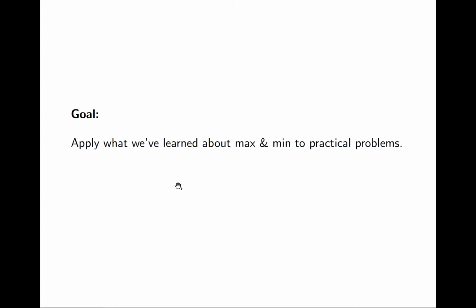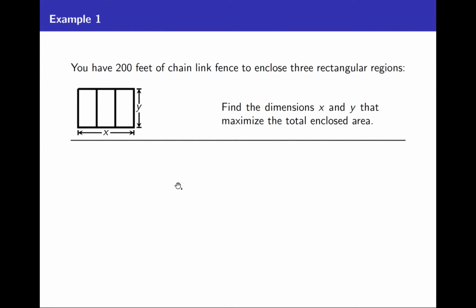We're going to wade into this with a fairly simple problem. I want you to imagine that you're in this situation. You have 200 feet of chain link fence, and what you need to do is to enclose 3 rectangular regions like this. So you have a rectangular region divided into 3 pieces, and your 200 feet of chain link fence is going to be entirely used up to enclose this along with these 2 dividing lines. So the question is to find the dimensions of x and y that maximize the total enclosed area.